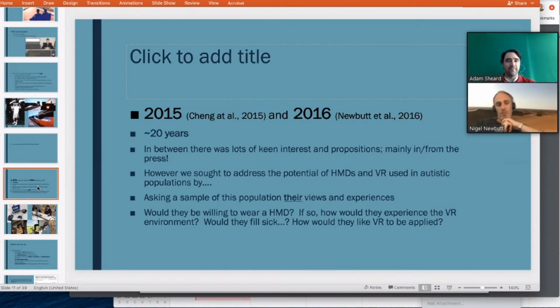So it occurred to me that the first thing we need to do is ask the population about whether or not they'd be willing to wear some of these devices and how acceptable these devices might be to these populations, because it wouldn't be very fruitful in developing a research agenda around this if we didn't start at that point. So that's what we wanted to do, really.